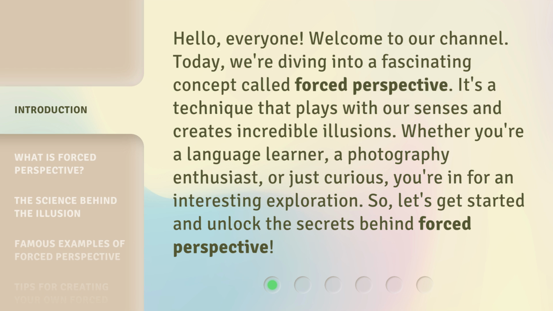Today, we're diving into a fascinating concept called forced perspective. It's a technique that plays with our senses and creates incredible illusions. Whether you're a language learner, a photography enthusiast, or just curious, you're in for an interesting exploration. So, let's get started and unlock the secrets behind forced perspective.